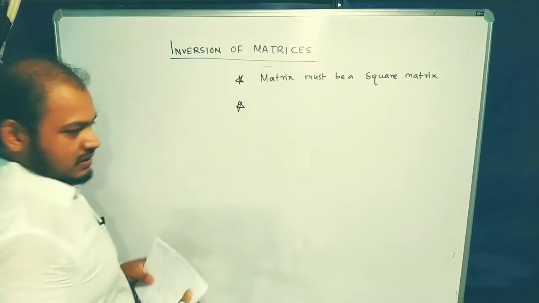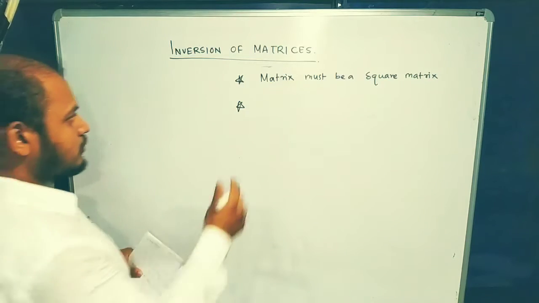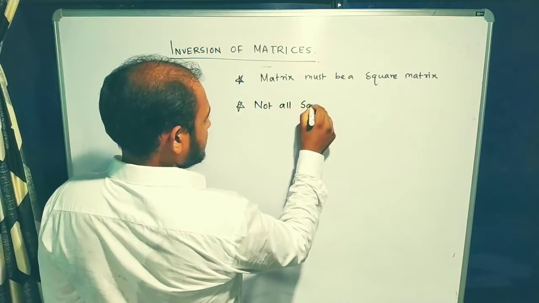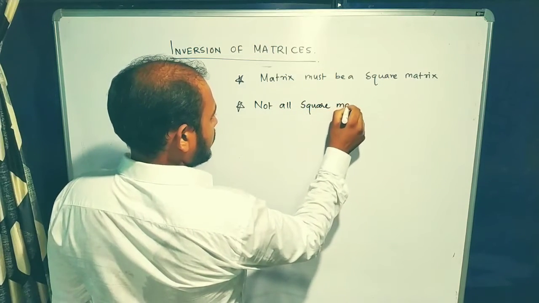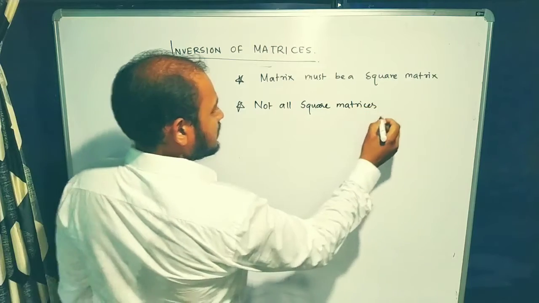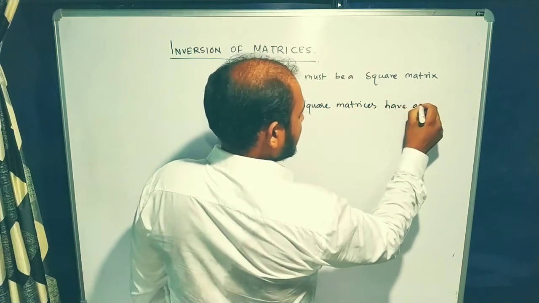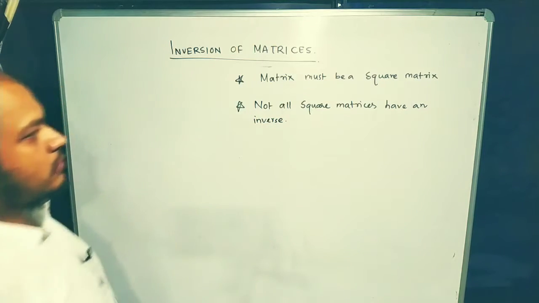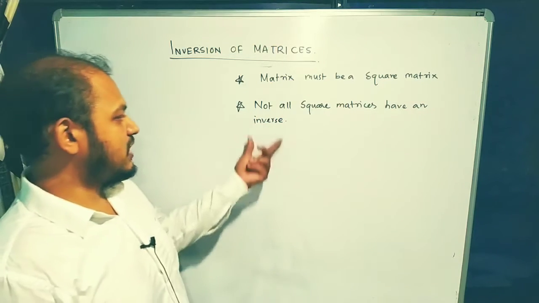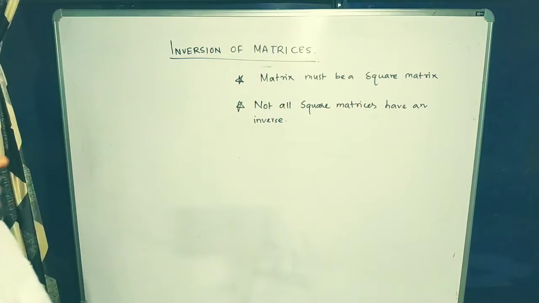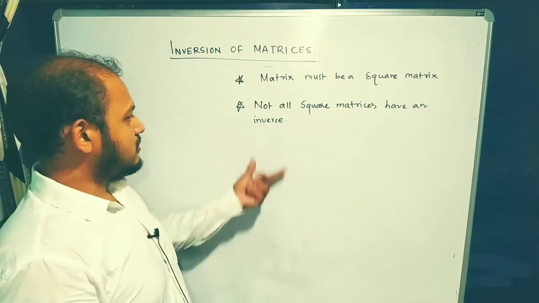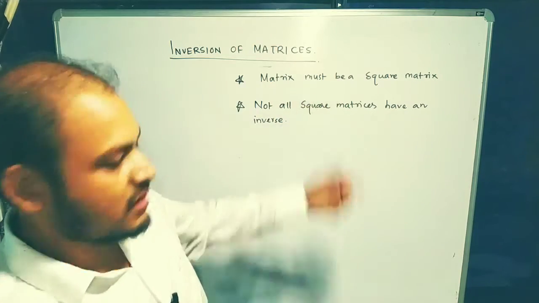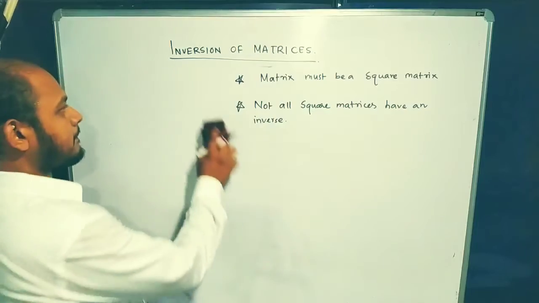And there is a very important statement that not all square matrices have an inverse. So that means only specific square matrices have inverse. Not every square matrix has an inverse. We will see that in an example how some of the square matrices do not have an inverse, and other square matrices have an inverse. We will see about that. Okay.